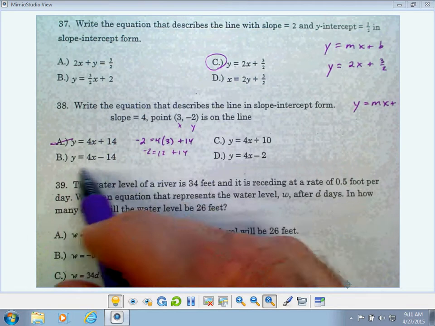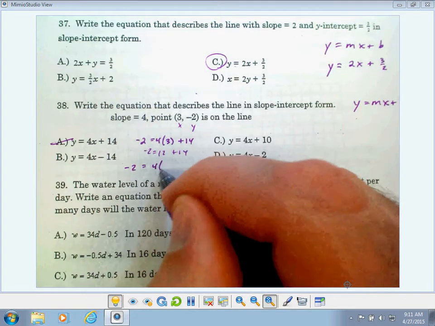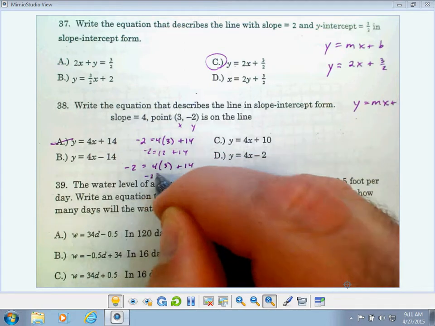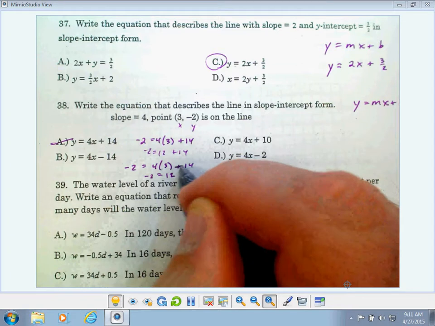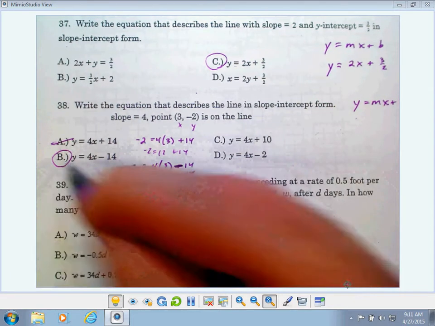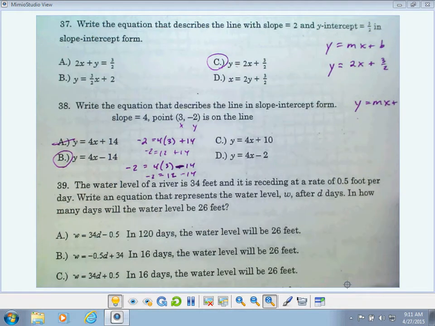Actually, I think it's going to be B. -2 equals 4 times 3 plus 14. -2 equals 12. Sorry, minus 14. Minus 14. That one works. The answer is going to be B. But you could also do it like this if you want to see the algebraic way. So that's like a trial and error way.